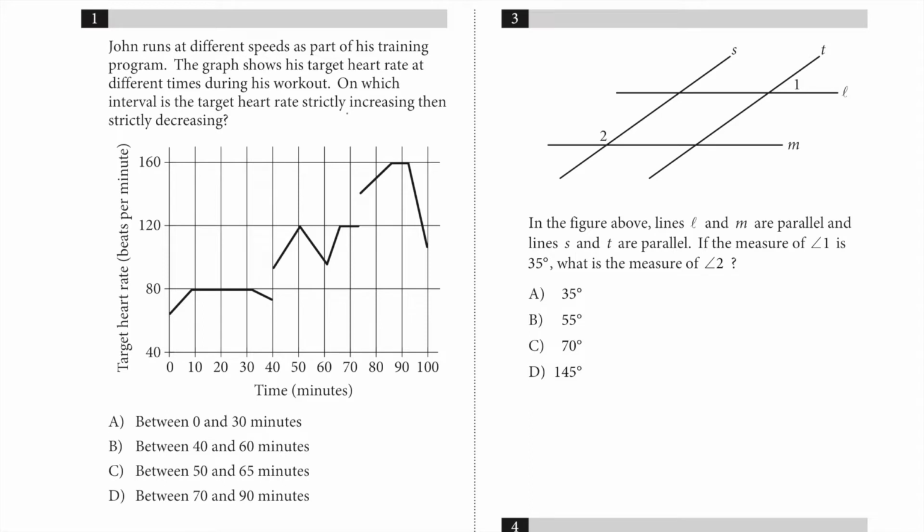So increasing means when does it go up, and decreasing means when does it go down. So we're looking for a period of time where it goes up, then down. And we can clearly see that it's right here. And that is 40 to 60 minutes. So our answer is B.